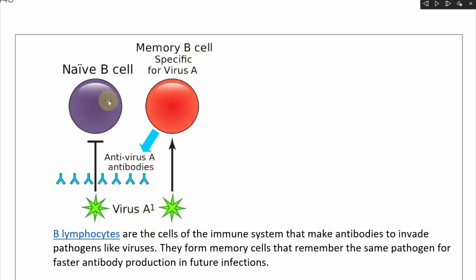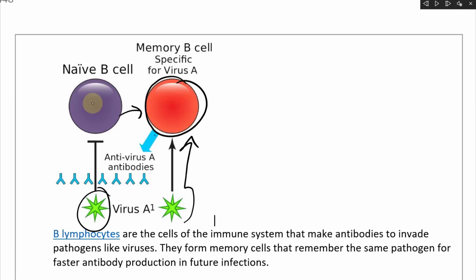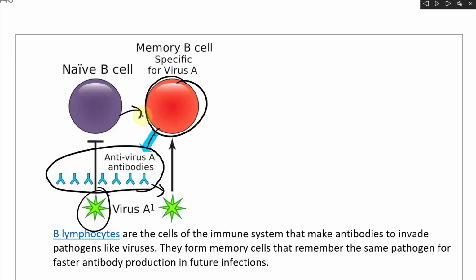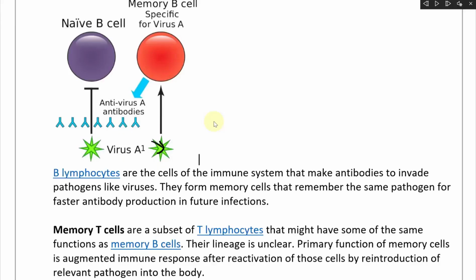But anyways, this can turn into a memory cell where it remembers this virus right there. So when it gets exposed to a new one, or later on to the same virus or virus type, it can produce anti-virus A antibodies, the exact ones it needs, and then attack this stuff right there. So yes, this diagram is a bit simple and not detailed enough. But anyways, let's continue further.